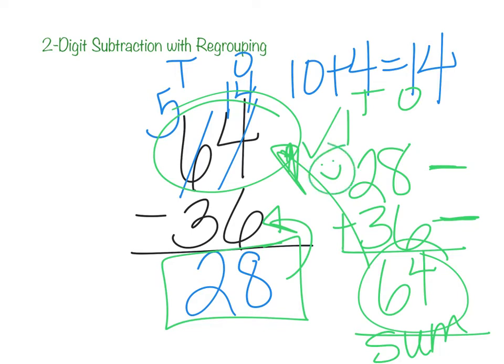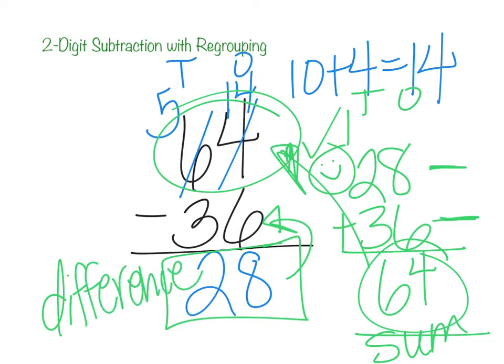Happy face. We did a great job. Excellent. Oh, let me label this. When you have an answer to a subtraction problem, it is called the difference. Everybody write. Remember, I write, you write. So sum is the answer to an addition problem, and the difference is the answer to a subtraction problem. All right, let's try another one.